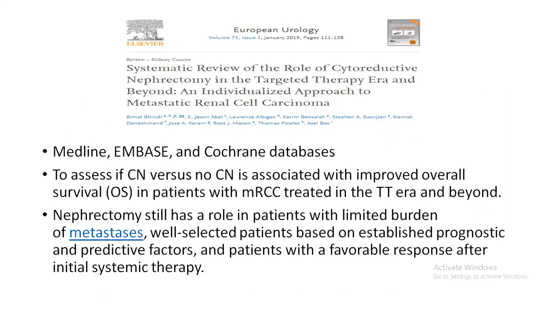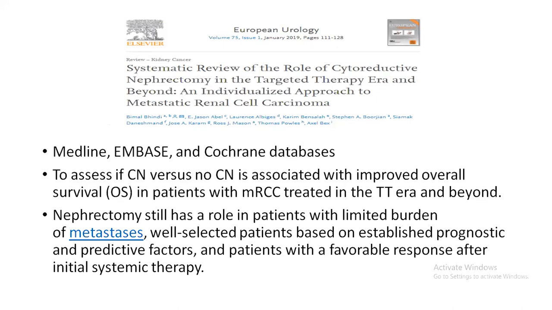Looking at a systematic review published in 2019 in European Urology, they compared cytoreductive versus no cytoreductive nephrectomy and assessed overall survival in patients who have metastatic disease. They found that nephrectomy still has a role in patients who have a limited burden of metastasis. We already discussed that whenever you think about patients who need cytoreductive surgery, those are the ones who have small lesions, a single lesion, or oligometastases.